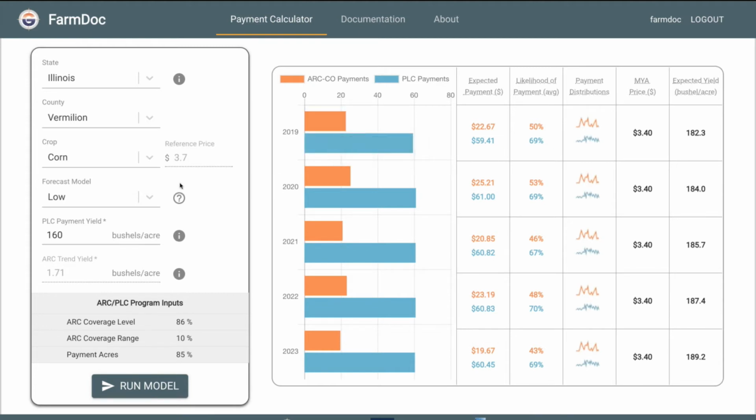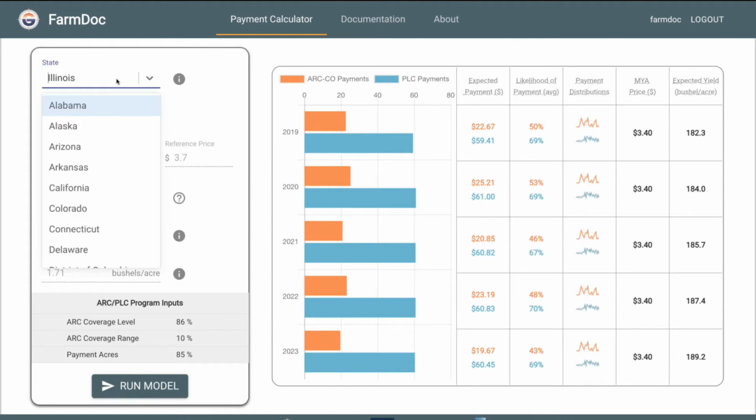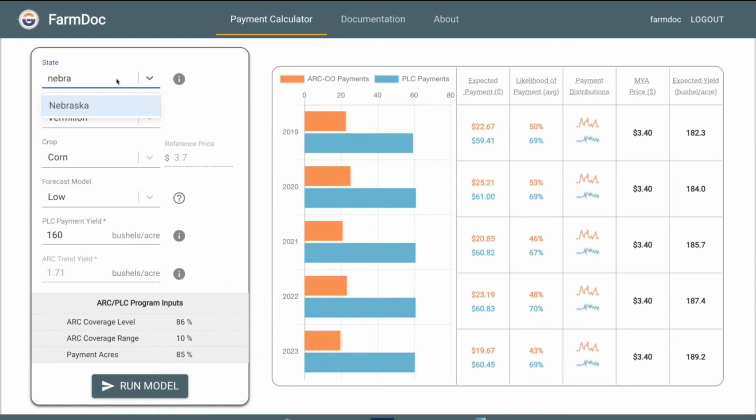We have a question. Will you incorporate irrigated yields? The answer is yes, we will incorporate irrigated yields in all of those scenarios, in all those counties where that is an option. We also got a question.